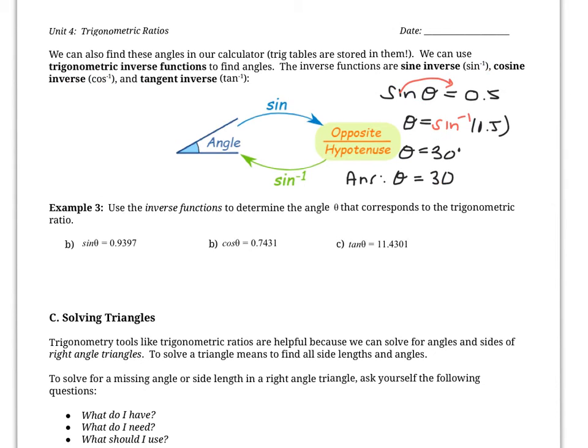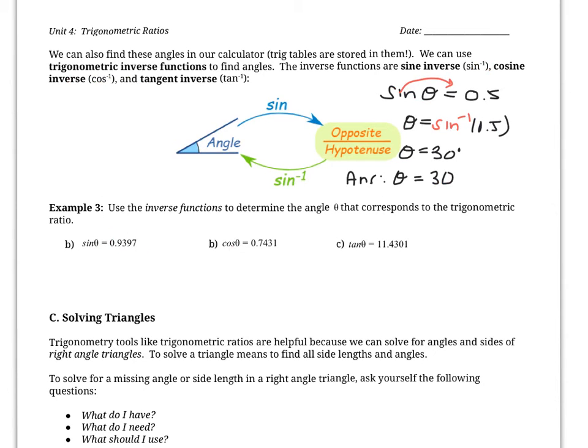If you're wondering how to get sine inverse in your calculator, it normally appears over the sine button, and you have to press your second function button. It's usually a colored button in your top left, and press sine, and then this sine inverse is going to appear. If you're still having trouble with it, we can go over it together in class.